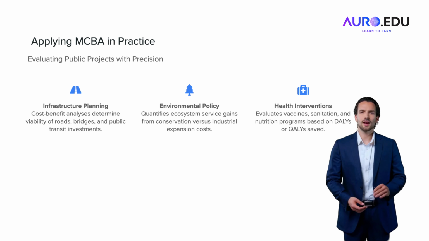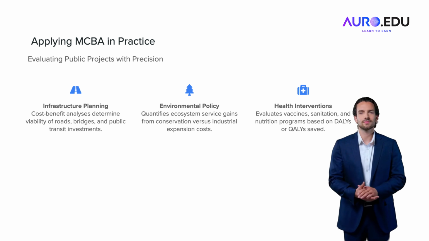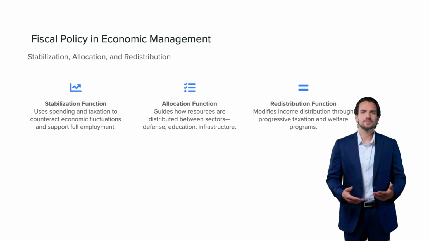Applying MCBA in practice. Applying MCBA involves quantifying benefits and costs, which can be challenging for non-market impacts like environmental quality or public health. Techniques such as contingent valuation or revealed preferences help estimate these values. Policymakers use MCBA to prioritize projects, ensuring that limited resources are allocated to initiatives with the highest net benefits.